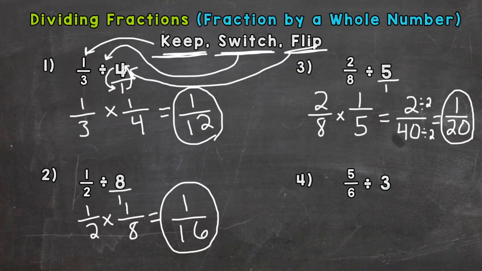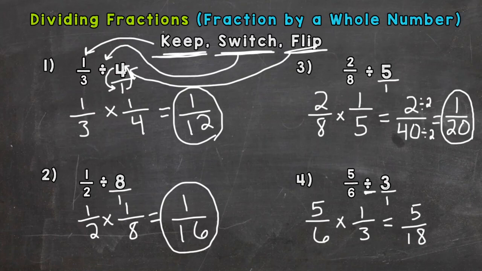Number 4, 5/6. Keep, switch, and then we need to flip to 1/3. And we're good to multiply straight across now. 5 times 1 is 5. 6 times 3 is 18. The greatest common factor between 5 and 18 is 1, so there isn't any number that we can divide both the top and bottom by to break this down any further. The answer is in simplest form already, so 5/18.